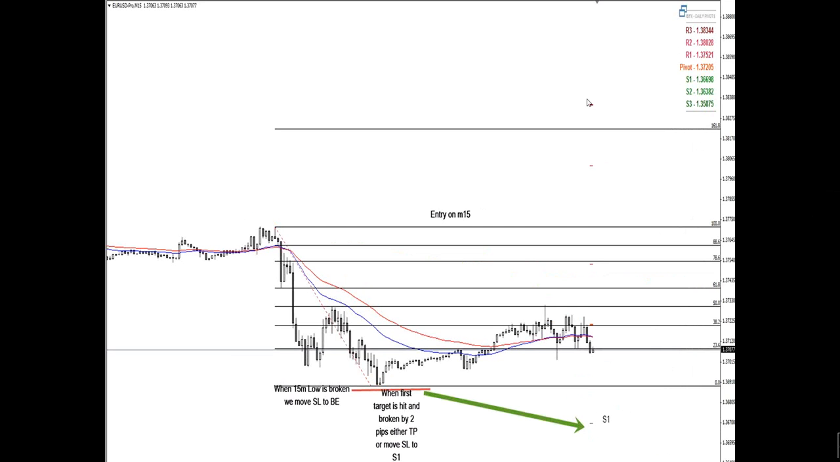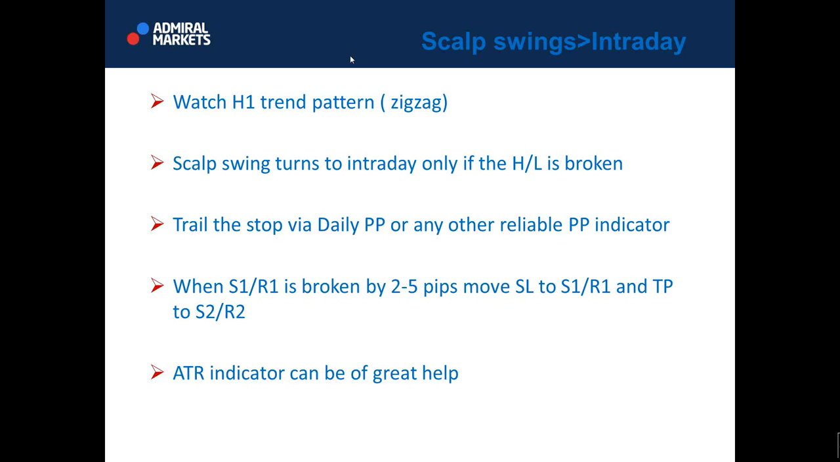So basically this is how we do it. So watch 1 hour trend pattern. This is the first step. Zigzag, as you know what zigzag is, that is the basic and the most secure trend chart pattern, zigzag. Scalp swing turns to intraday only if the high-low is broken. Then trail the stop by daily pivot points or any other reliable pivot point indicator.